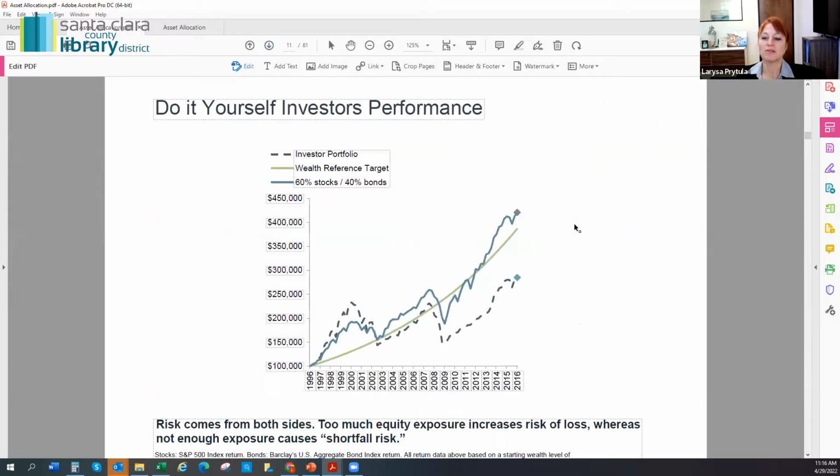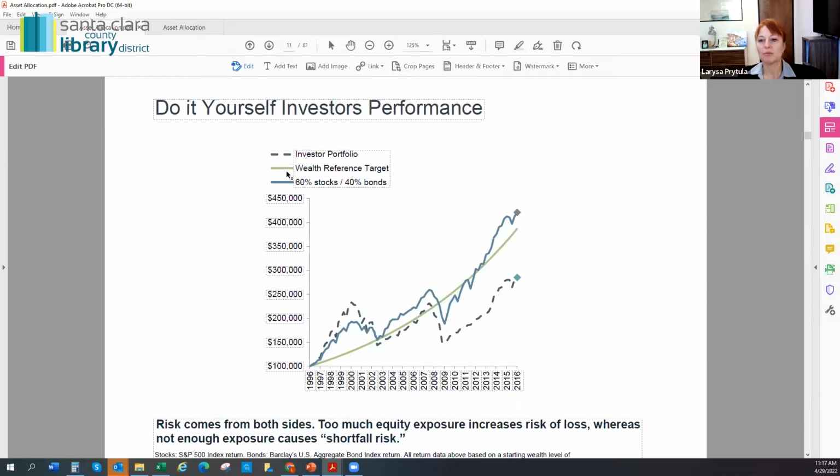So this is a very interesting chart. It's showing do-it-yourself investors' performance. And it doesn't mean you don't need to do it yourself. You just need to be aware of the psychological impact that particular thinking may have on your portfolio.